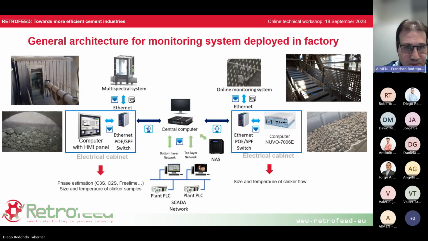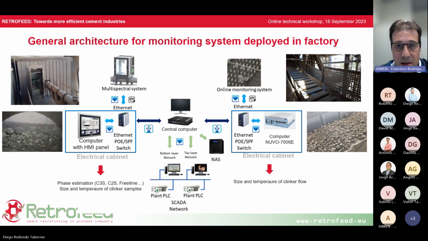This is the general architecture that has been proposed for the temperature and size measurements, which is done in two different locations in the factory. One is on the transportation belt, monitoring temperature and size directly from the production flow. The other will be located in the conveyor pipe that does a sampling of production to be analyzed with the XRD and XRF system.